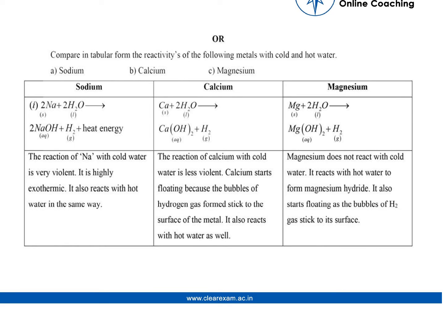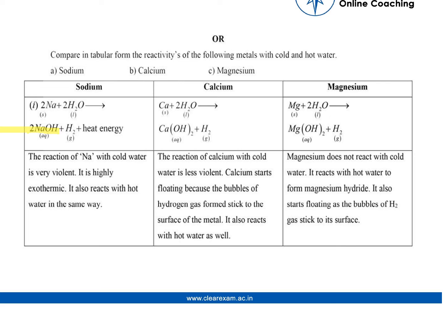Now comes the second question, where we had to compare the reactivity of metals along with cold and hot water. So let's write the first difference or compare using the reactions. So 2Na plus 2H2O, Na in solid form and H2O in liquid form will give us 2NaOH, which will be in aqueous form, and H2 gaseous form, plus heat energy will be released.